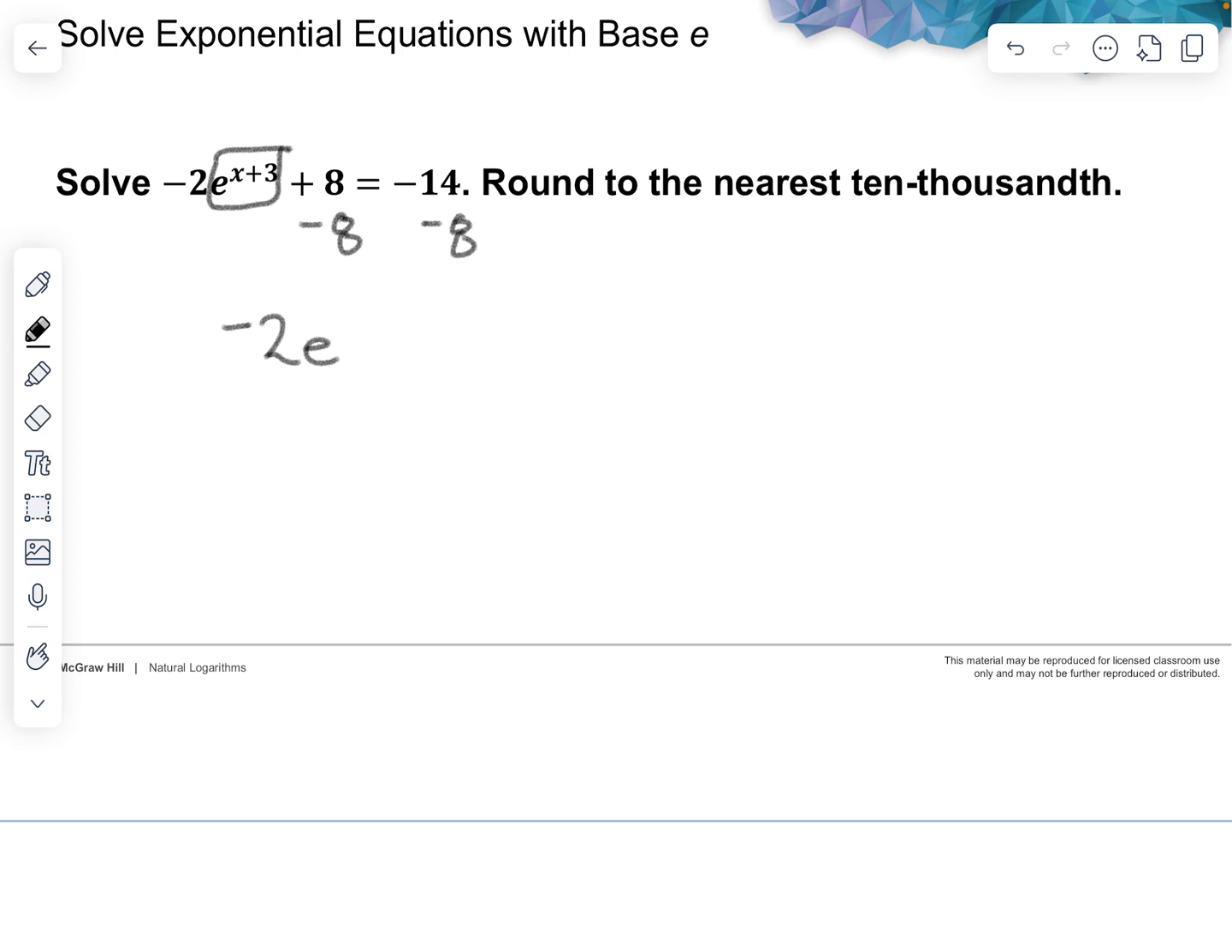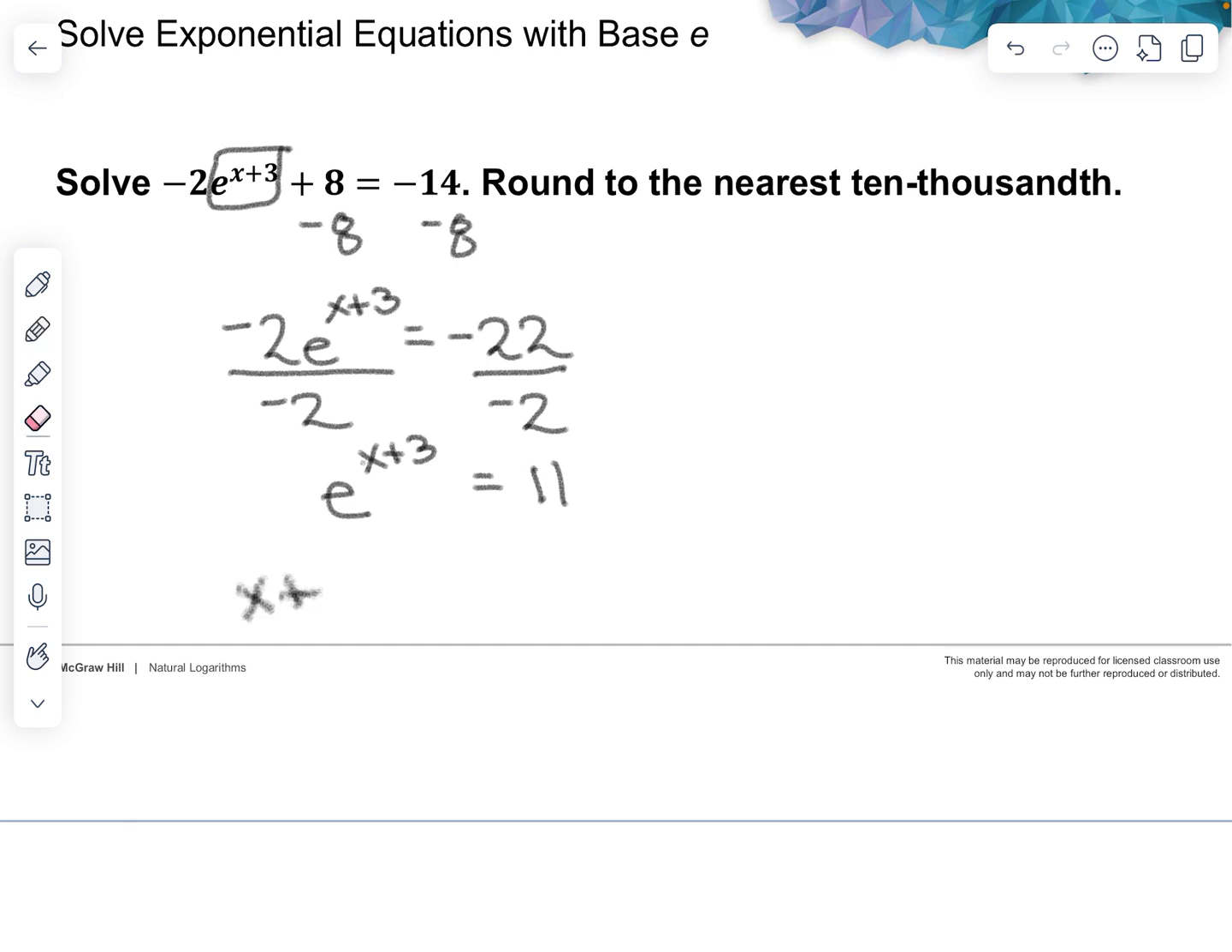Negative 2 times e to the x plus 3 equals negative 22. Then I'm going to divide by negative 2. e to the x plus 3 equals 11. And now my variable is in the exponent. Remember, I can bring this around, x plus 3. There we go again. And since it's in e, I need to take the natural log of that.